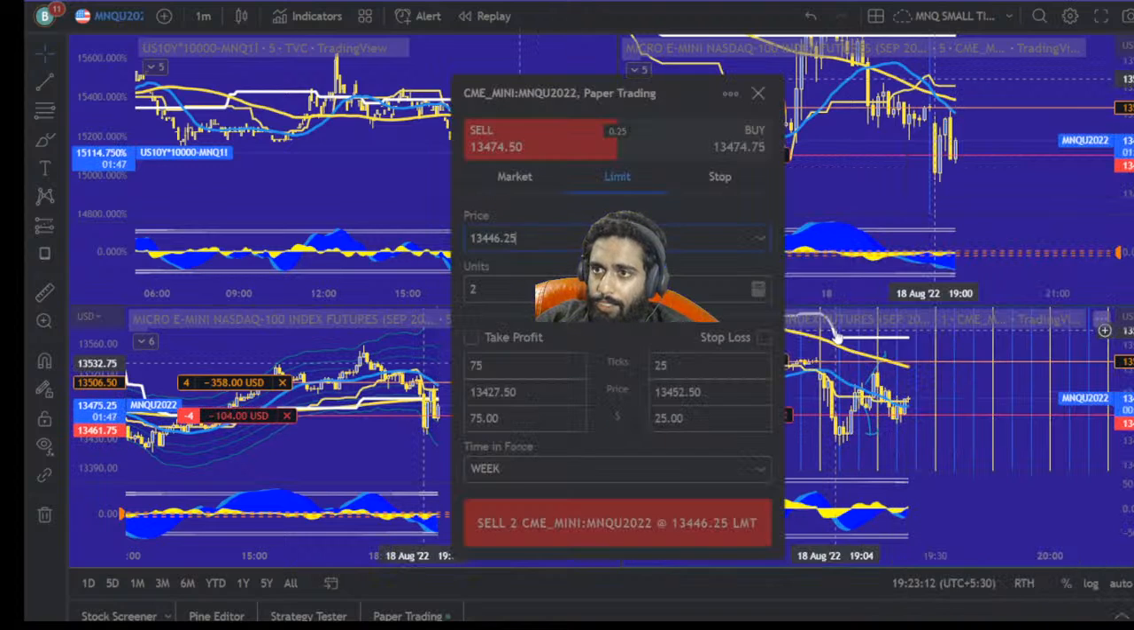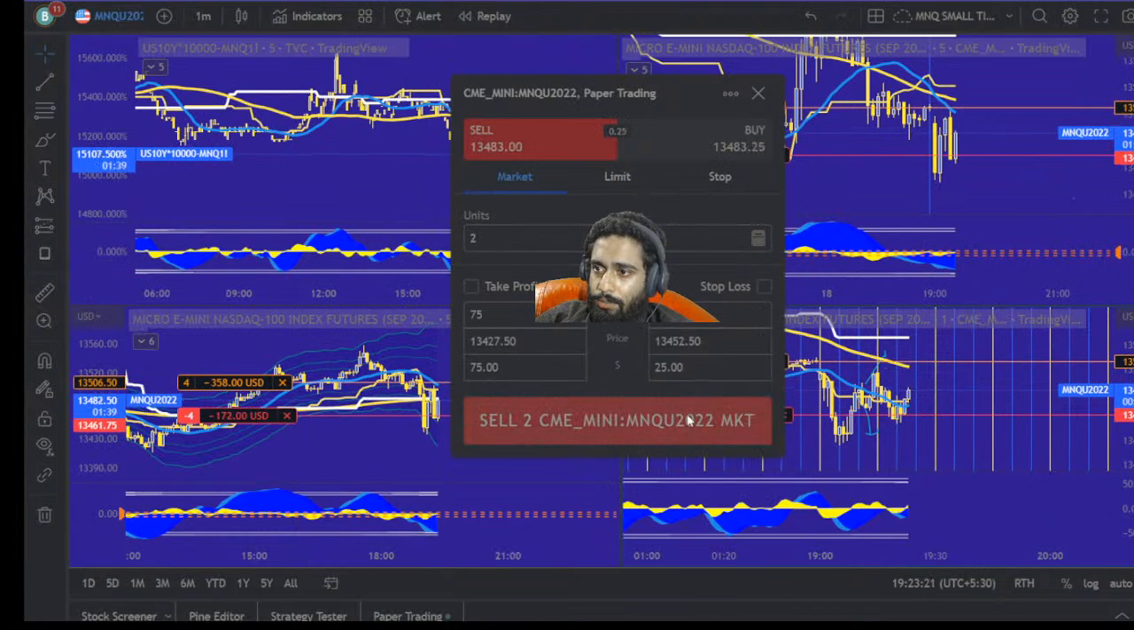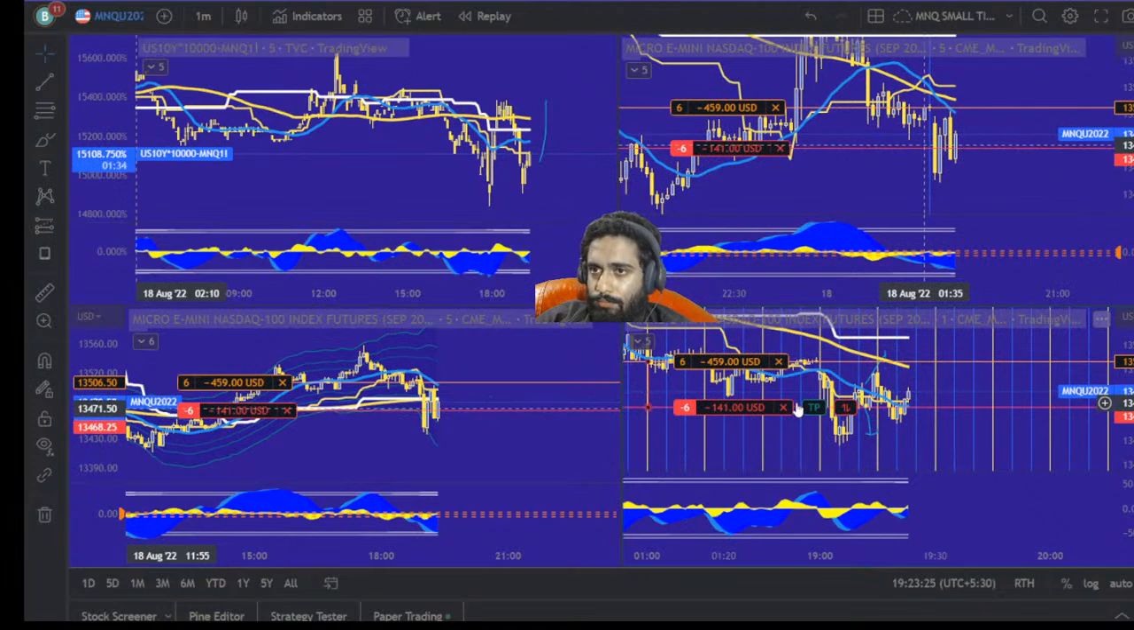And I will be increasing my position size just right here, because I still have a stop loss target. I will be selling on the market. Let's see how it does. The probabilities are on our side, guys.